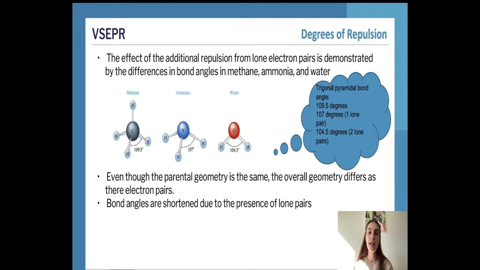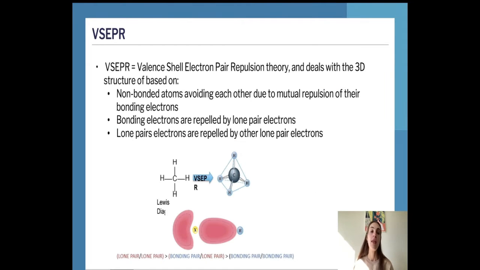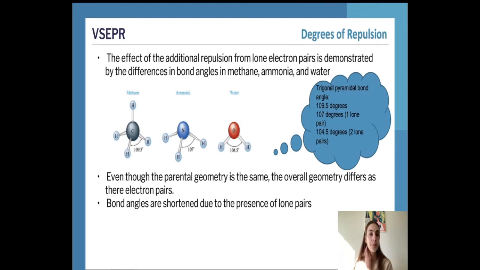And so we need to consider degrees of repulsion. These degrees of repulsion are dependent on the factors we spoke about earlier, where we considered the non-bonded atoms, the bonding electrons, and our lone pairs. The effect of the additional repulsion from those lone pairs is going to be demonstrated by differences in bond angles, and we can specifically see this here in methane, ammonia, and water.